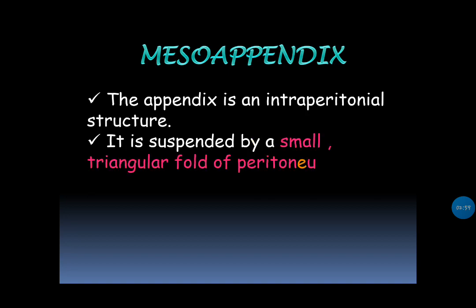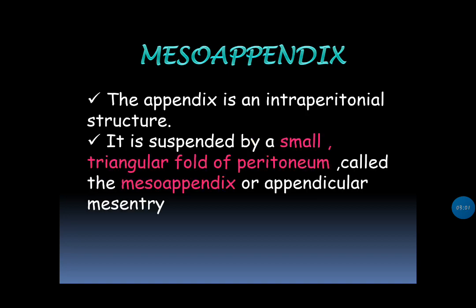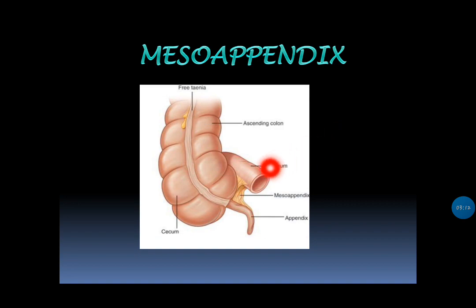Next, let's see about the mesoappendix. The appendix is an intraperitoneal structure and it is suspended by a small triangular fold of peritoneum called the mesoappendix or appendicular mesentery. Here in this diagram, you can see this is the ileum, cecum, and this is the appendix. And here is our mesoappendix. It is a small triangular fold of peritoneum. Here, the blood supply of appendix runs in the free margins of mesoappendix to reach the tip of the appendix.